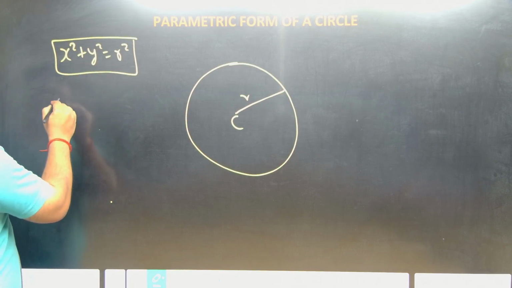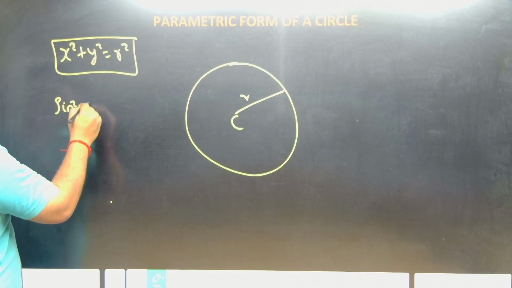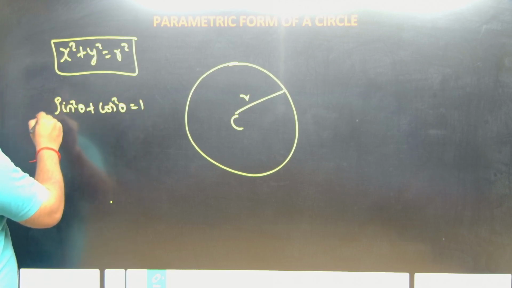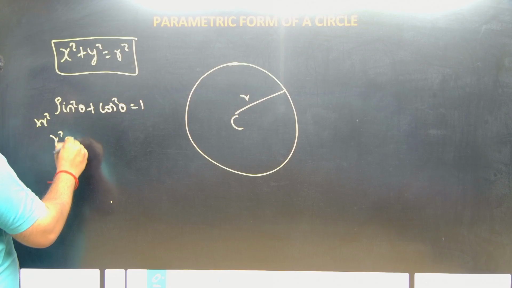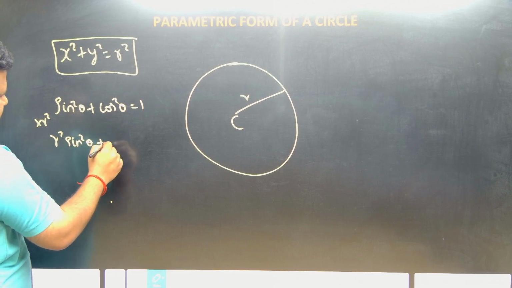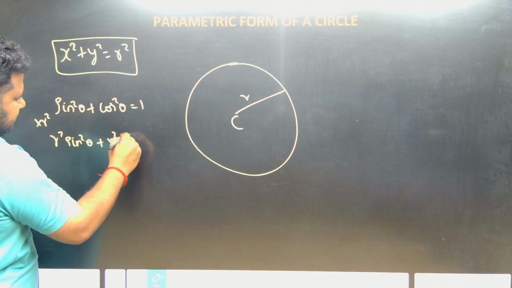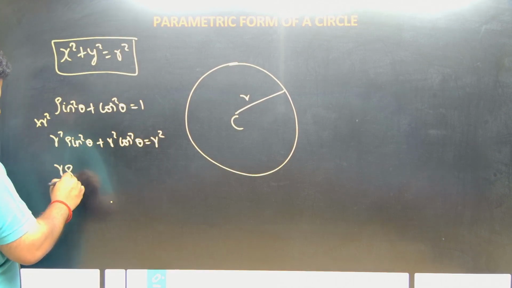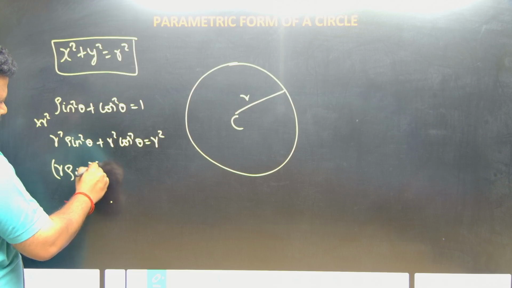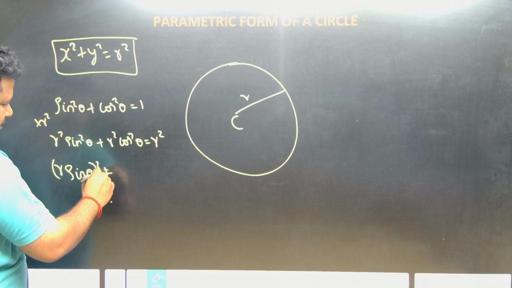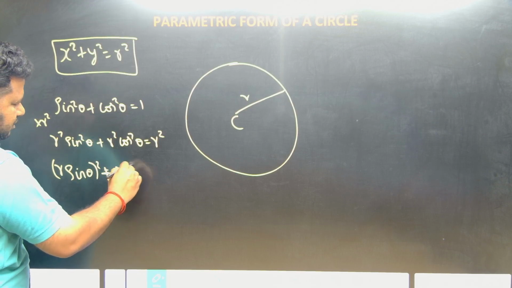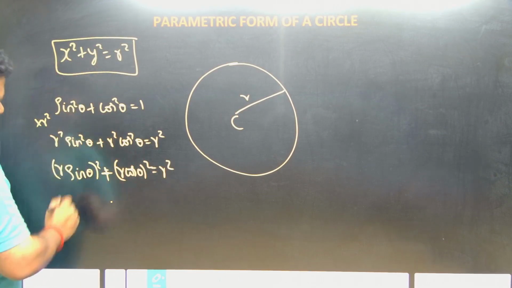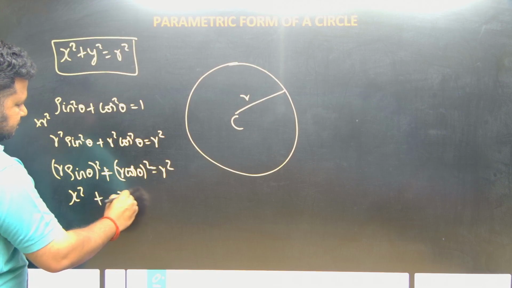Now we know the first identity of trigonometry, that is sin square theta plus cos square theta is equal to 1. So multiply this equation by r square. This will become r square sin square theta plus r square cos square theta is equal to r square. Further simplifying, r sin theta whole square plus r cos theta whole square is equal to r square. And let us write this equation now, x square plus y square is equal to r square.